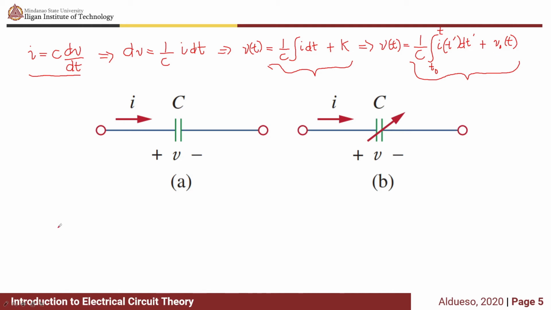Now determining the energy stored in a capacitor. To determine the energy stored in a capacitor, we begin with the power delivered to it. Remember, power is just equivalent to V times I. So substituting I right here, we have V times C dV over dt. Transposing dt to the other side, we have p dt equal to C V dV.